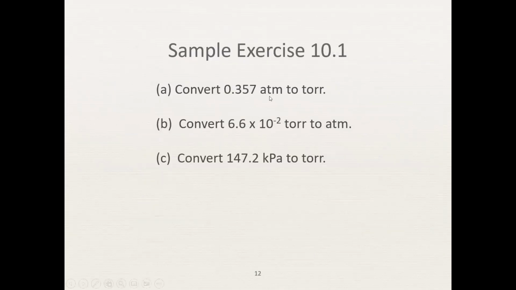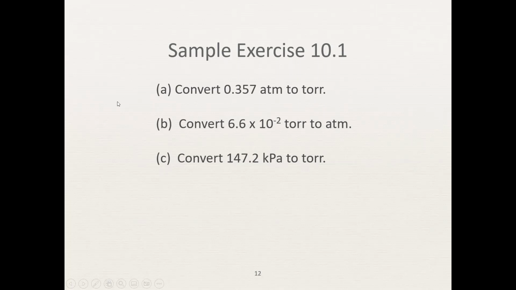So if we know the number of atmospheres, one of these is equal to 760 torr. We would be able to just multiply by 760. And that's why if you want to practice with these, just go ahead and pause it and give yourself time to work through them. Since they're just unit conversions, I'm not going to go through and show how to set them up. But I will give the answers in just a second.